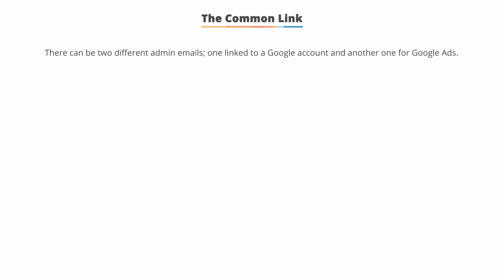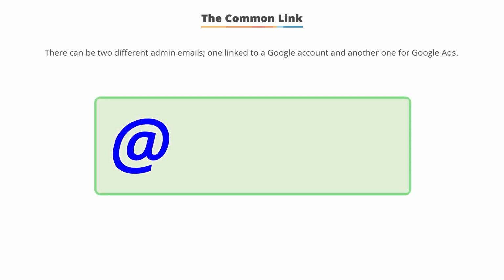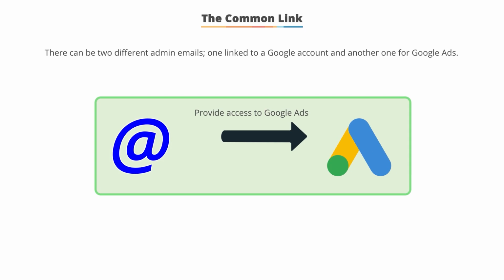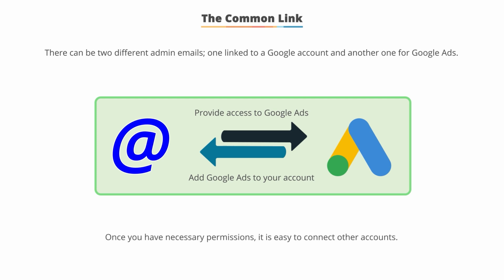A common problem you might come across is that one email is the admin for one account and another email is the admin for your Google Ads account. You might need to give someone permission to log into Google Ads to connect accounts, or they might need to give you permission to access the accounts that you want to link to Google Ads, so you have the necessary permission levels in both places to connect the data. Once you have the necessary permissions in place, it's easy to connect other accounts to your Google Ads account using the Linked Accounts tool inside of your Google Ads account.